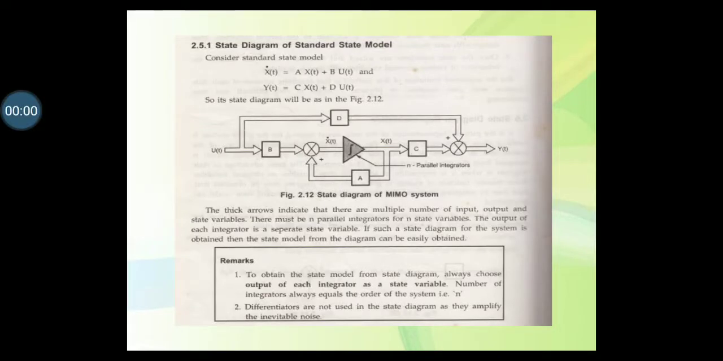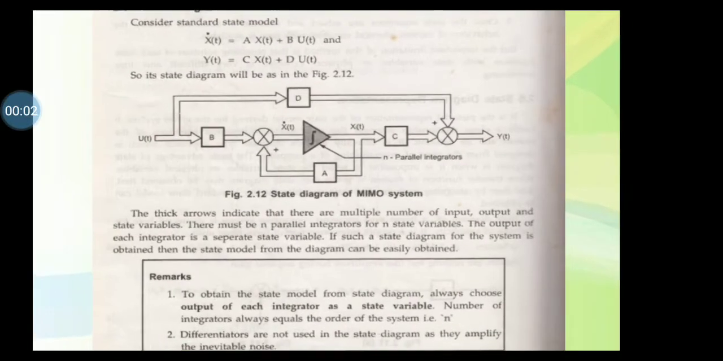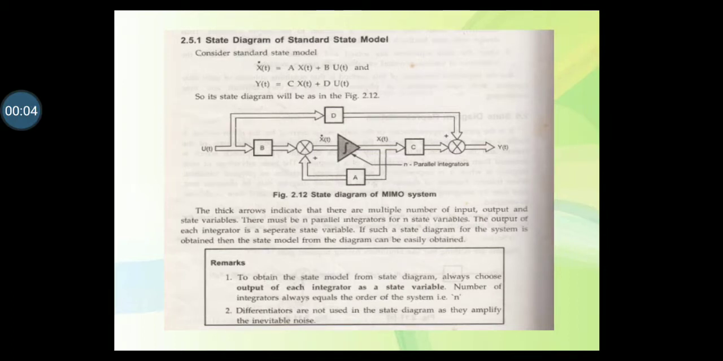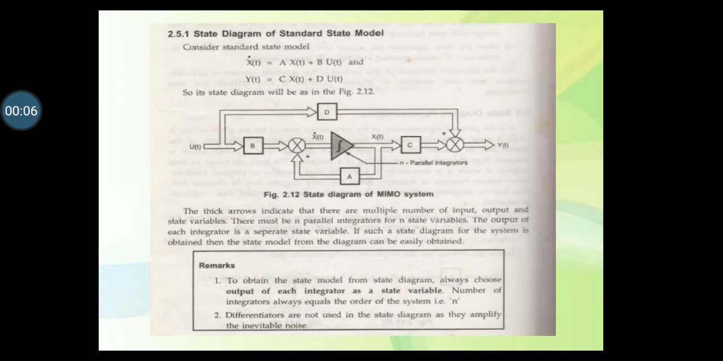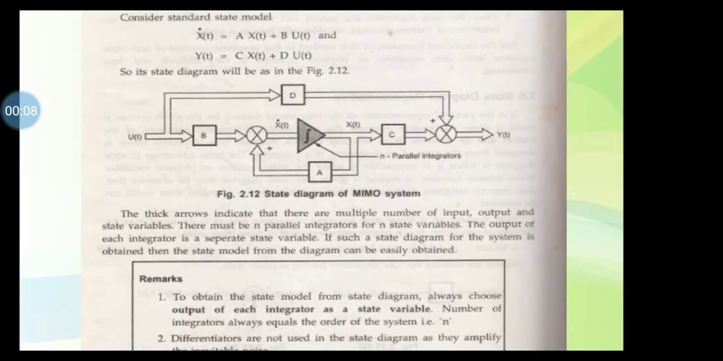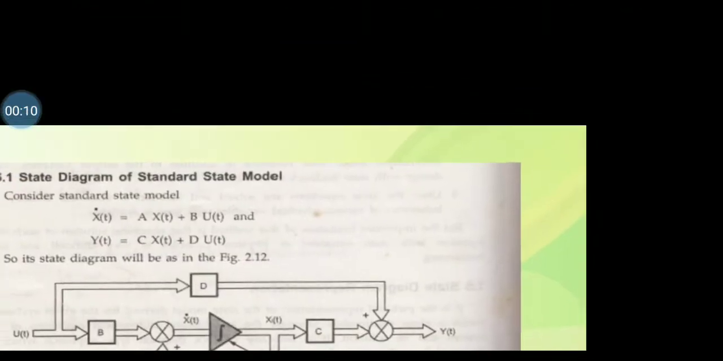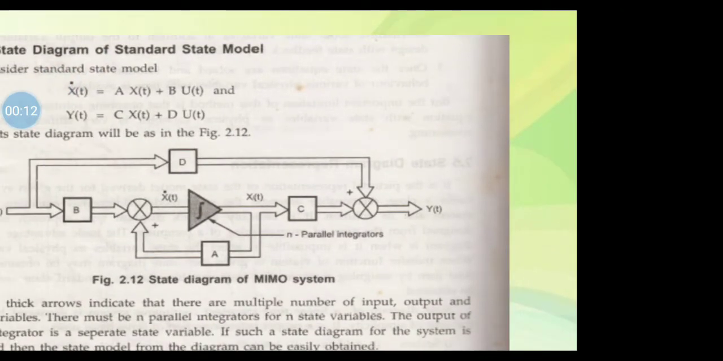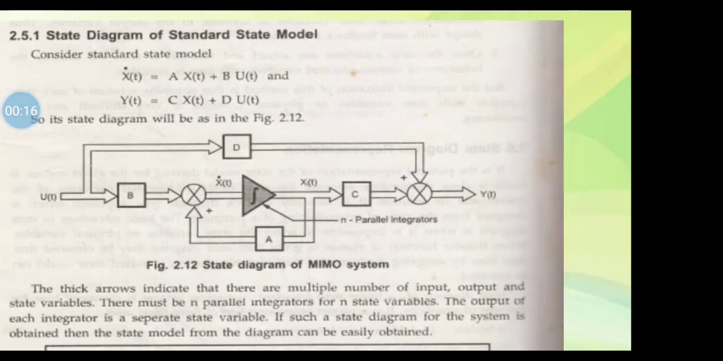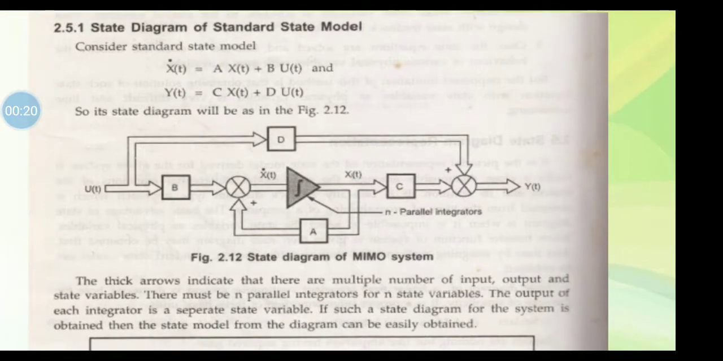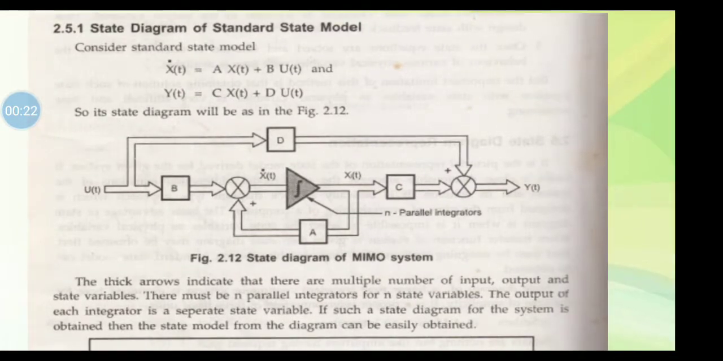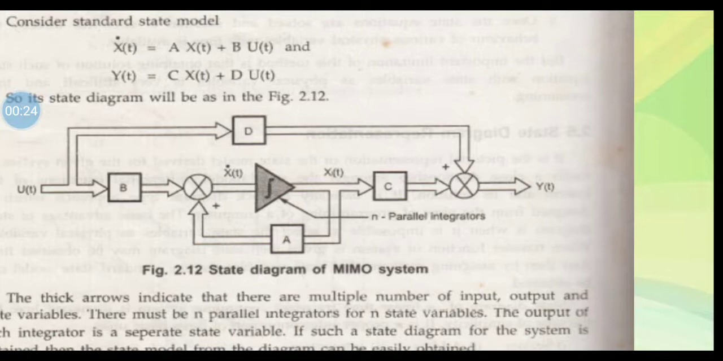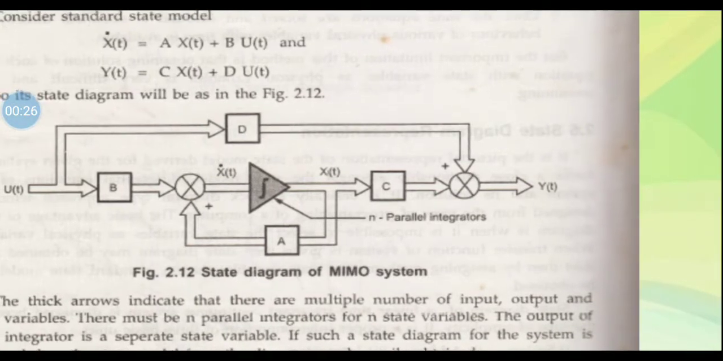In this lecture, we will discuss the state diagram of the standard state model. We will consider a standard state model which is given by x dot t is equal to ax of t plus b u of t, and y of t is equal to c x of t plus d u of t. Its state diagram will be as follows. This shows the state diagram of a MIMO system.